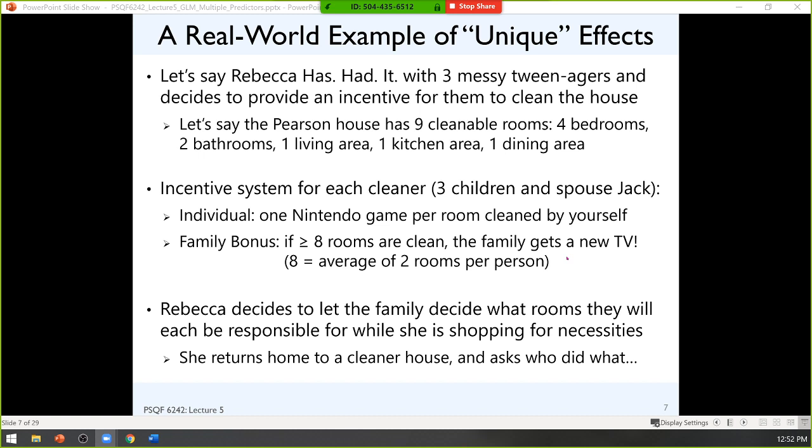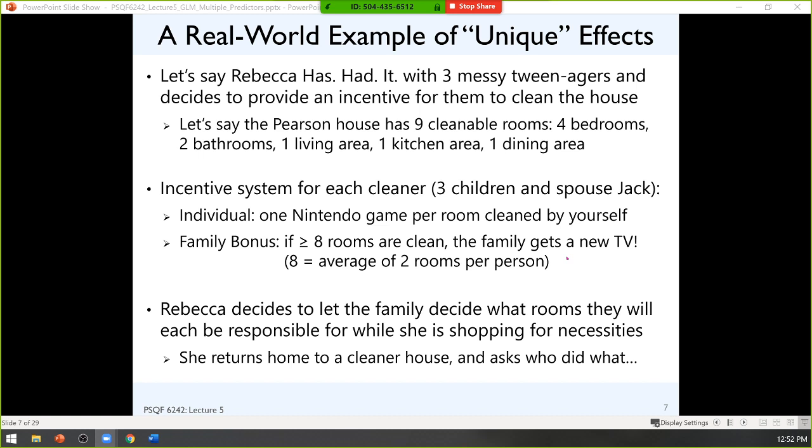So that would have been a very good incentive to clean, because Nintendo games even back then were like $50 or something. That's a lot of money to save up for allowance. So she also offers a bonus though. If 8 or more rooms in the house get cleaned, then the whole family gets a TV. So there's an extra prize for working together. So this is the system we're setting up.